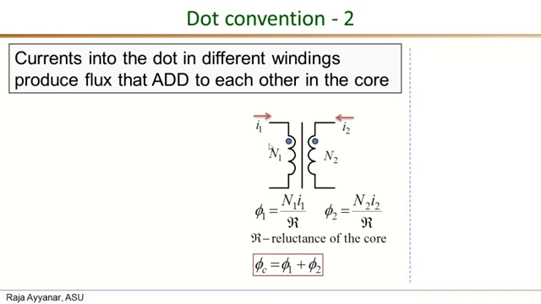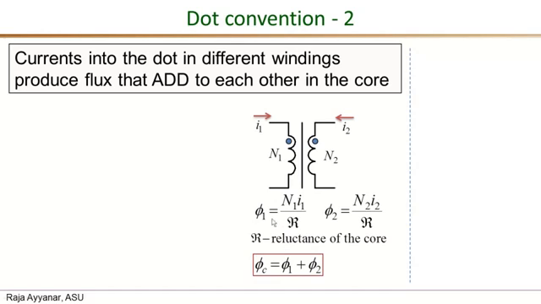So using that, if this is the dot configuration for a given transformer, and if I1, the current in the winding 1, is entering the dot, and if I2, the current in the secondary winding, is also entering the dot, then the individual flux due to each of these currents add in the core to result in phi C, which is the core flux, equal to phi 1 plus phi 2, the two individual fluxes.